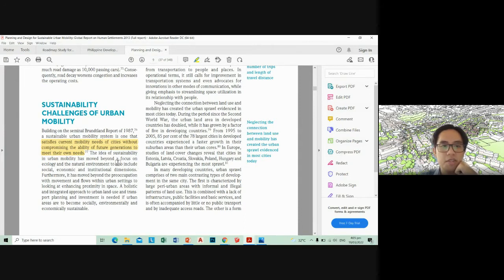The idea of sustainability in urban mobility has moved beyond a focus on ecology and natural environment to also include social, economic, and institutional dimensions. So highlight that, just breaking it down even further. It has moved beyond the preoccupation with movements and flows within urban settings to looking at enhancing proximity in space. So a holistic integrated approach to urban land use and transportation planning and investment is needed if urban areas are to become socially, environmentally and economically sustainable.